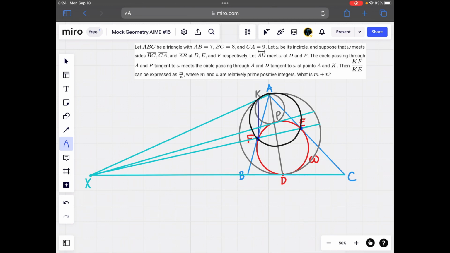And that can allow us to find some equal angles and similar triangles, especially if we use point X, that can then allow us to determine the value of KF over KE. So let's start with angle XKF. As you can see in this diagram, that's equal to pi minus angle FKA, which is equal to angle FEA from the cyclic quadrilateral. And that's equal to angle XEA.